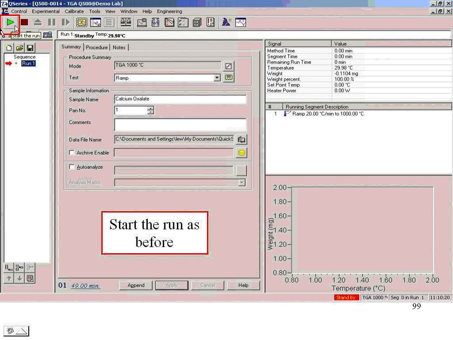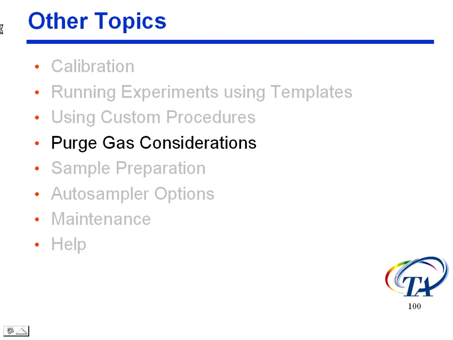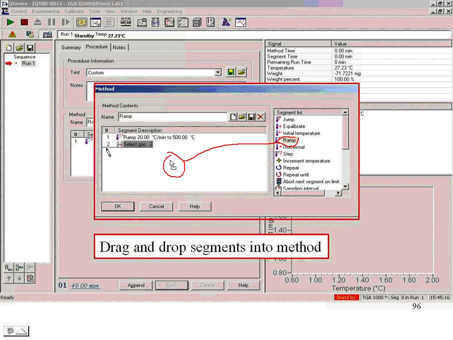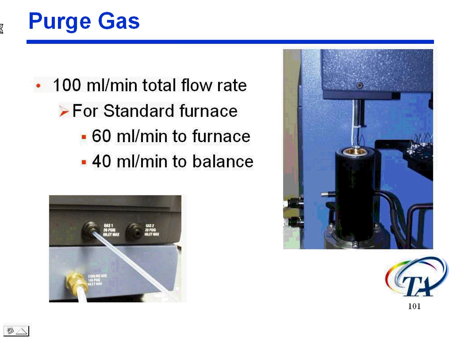Purge gas considerations. With the standard furnace, and the standard furnace is shown here, if you look inside, you can see a quartz, you can see the ceramic liner of the TGA. You can actually see that inside easily. For the standard furnace, we use 60 mils of gas to the furnace and 40 mils to the balance. Now this here shows which gas is hooked up, gas 1, gas 2.